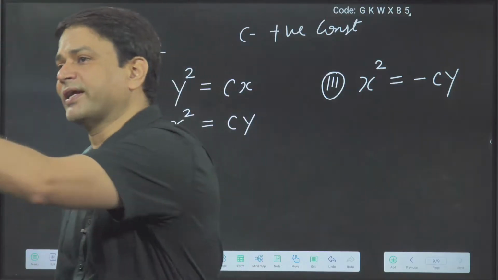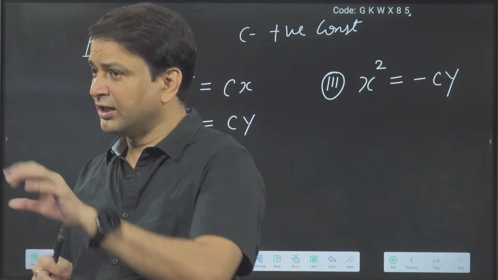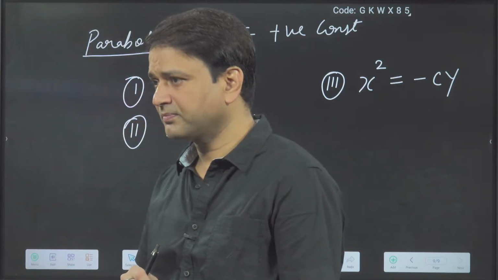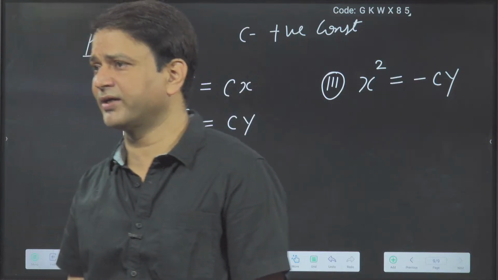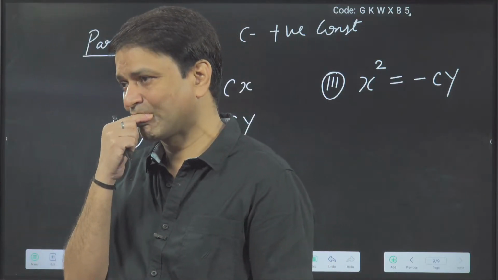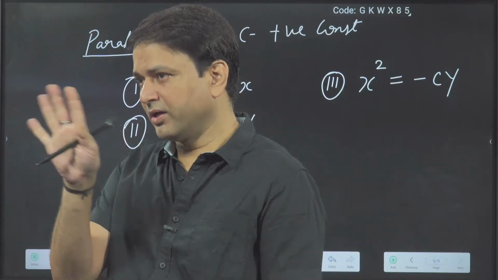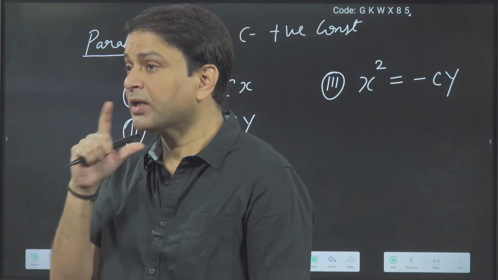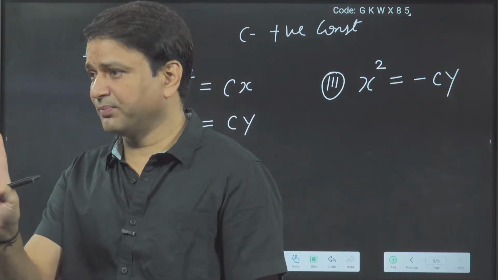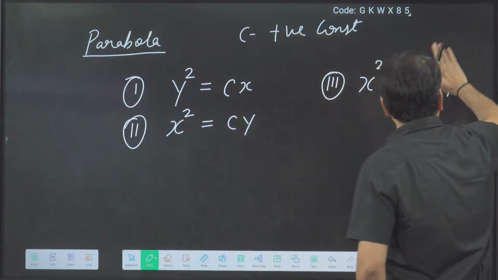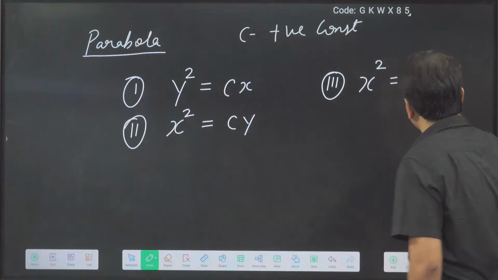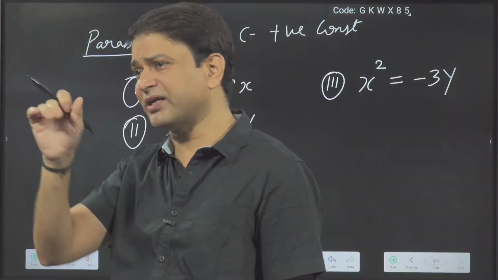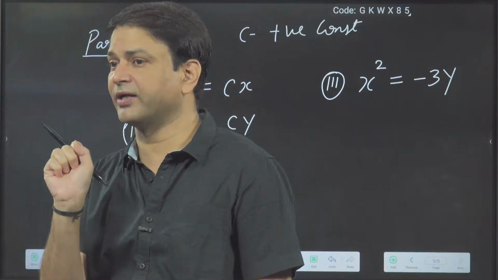One is positive, how can I equate it with a negative? Is it possible? x square is always positive. Who will say whether the right hand side is positive or negative? If I am writing minus cy, is it positive or negative? So listen, C is a positive number. I'm dealing with a number, so it will be easier for you. Suppose I'm saying x square is equal to minus 3y. You are thinking that x square is positive, but on the right hand side I'm using the minus sign.